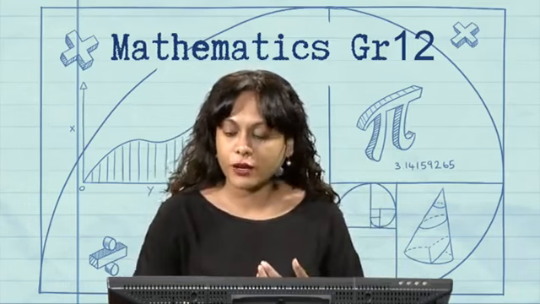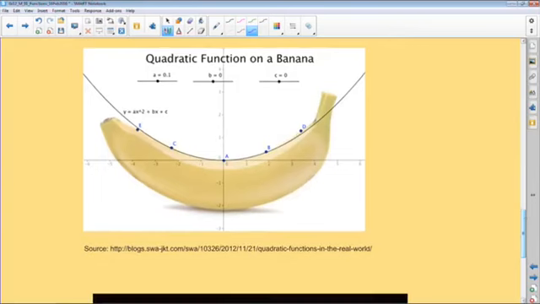So the example I've got up for you on the screen is if you take a banana, and I mean, we've all seen a banana, right? You can superimpose, so I've drawn, you can see, well, it has been drawn, this parabola or quadratic function can be drawn along the curve of the banana, and it does follow a specific quadratic function, and those values of a, b, and c can also be seen.